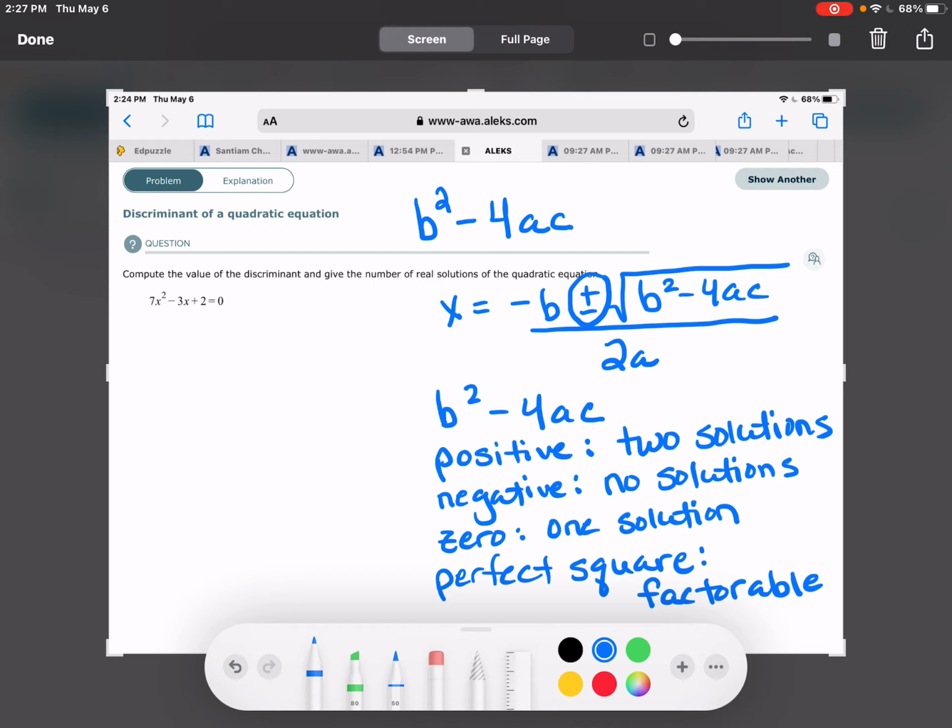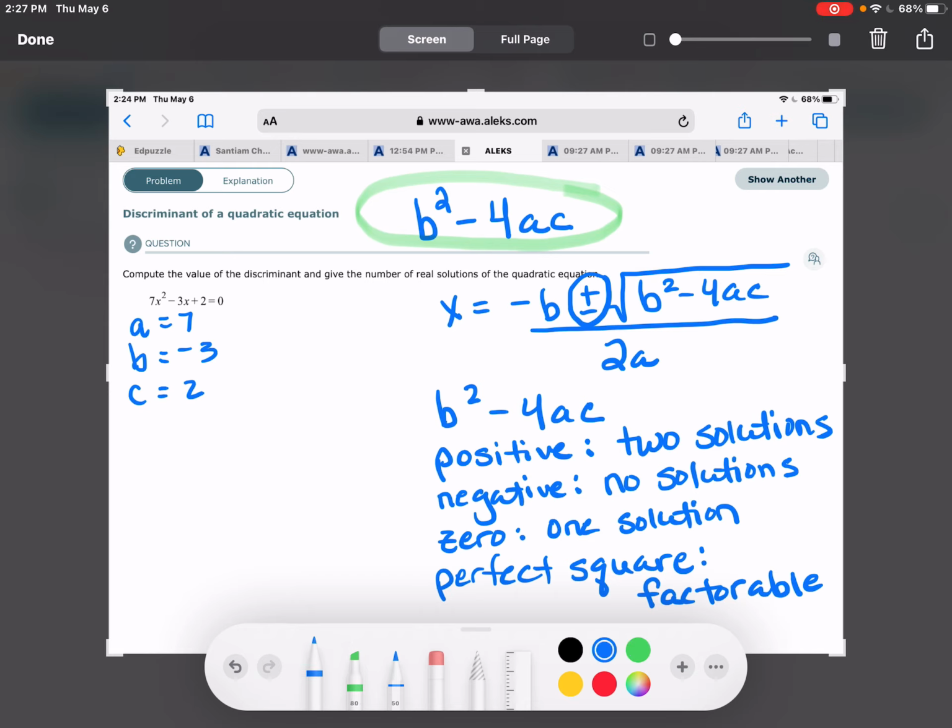Or if maybe the problem just asks you to factor something and you're not sure if it's factorable, this is a way to test it. Anyway, what we need to be able to do is look at the equation and know that a is 7, that b is negative 3, and that c is 2.